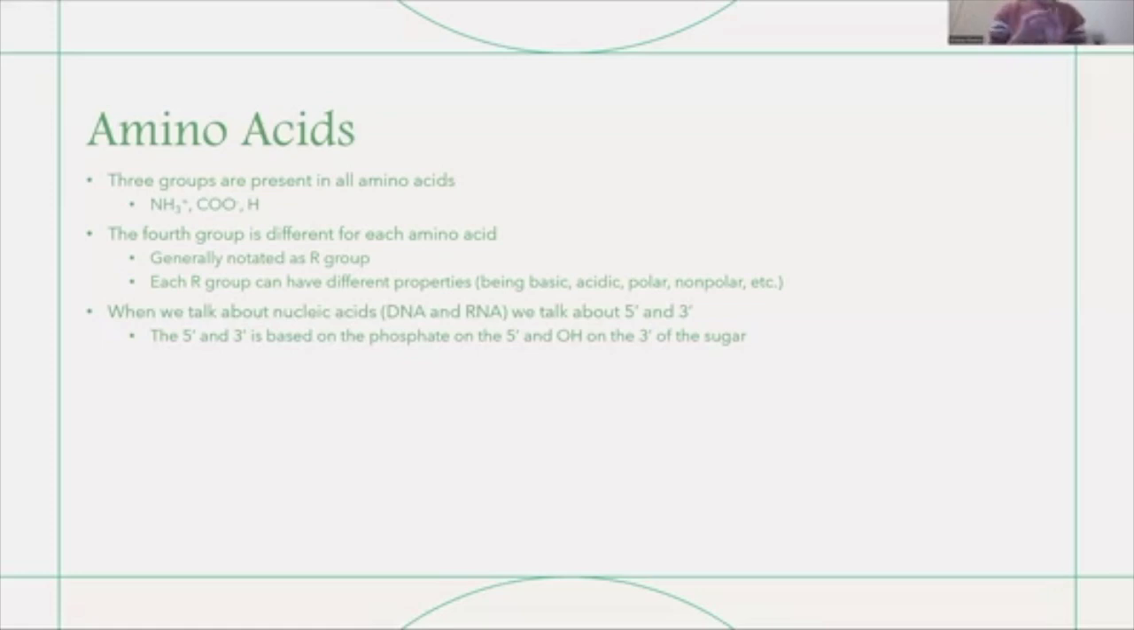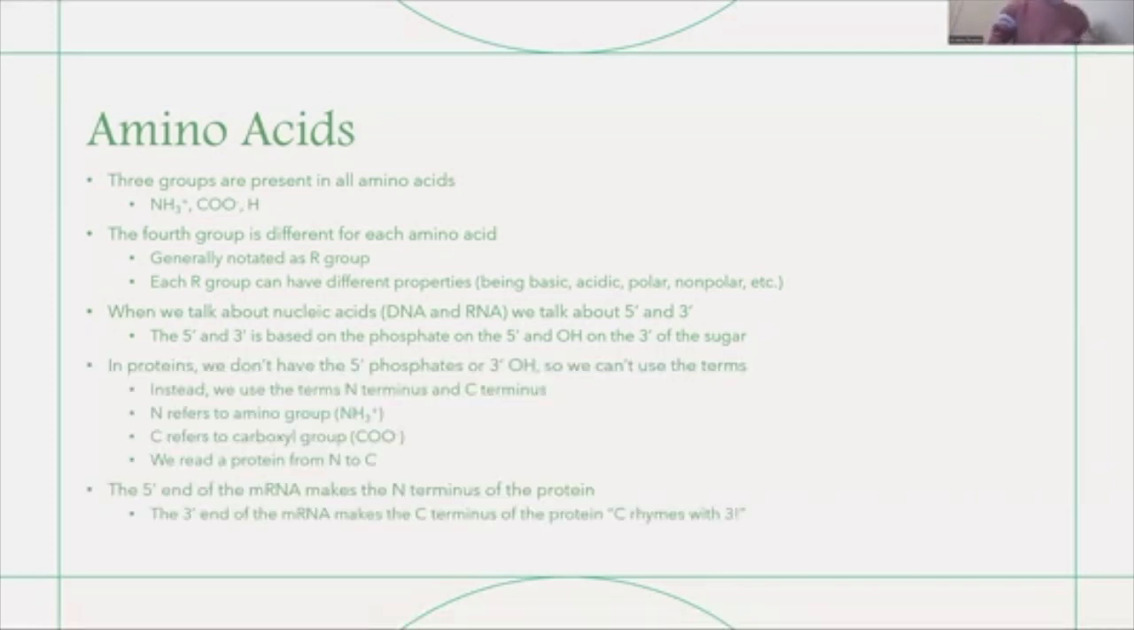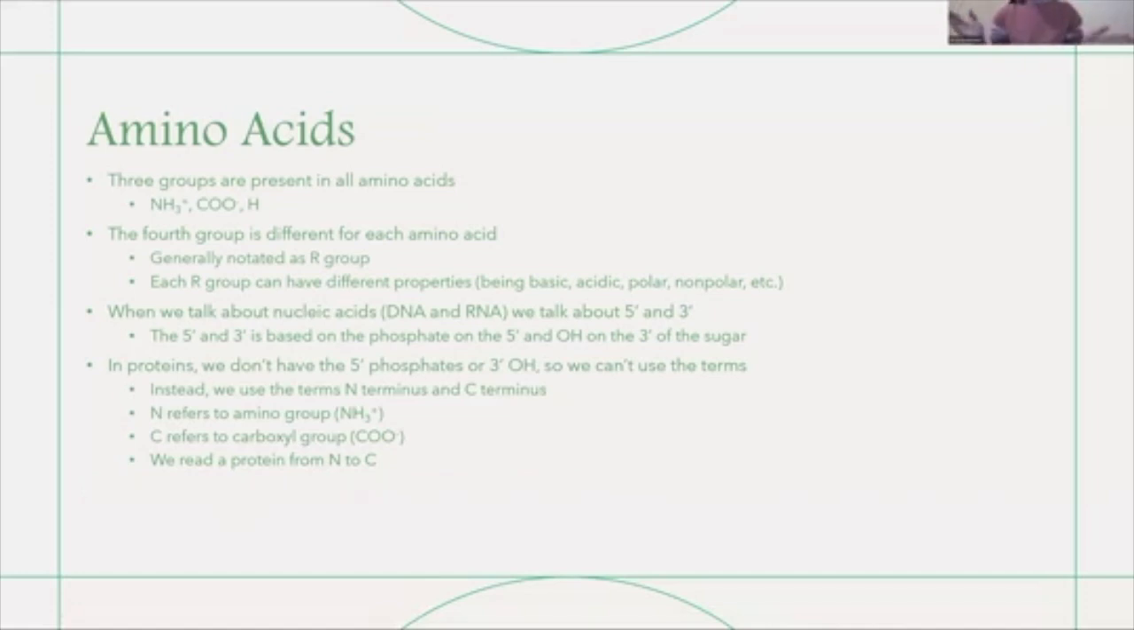So when we're talking about directionality of amino acids, I'm going to go back and talk about directionality of DNA and RNA, because so far everything we've been talking about has been 5' to 3', 5' to 3', 5' to 3'. And that's based off a phosphate on the 5' and the OH on the 3' of your sugar. But in proteins, we don't have 5' phosphates. We don't have 3' OHs. So we can't use the terms 5' and 3' when it refers to anything.